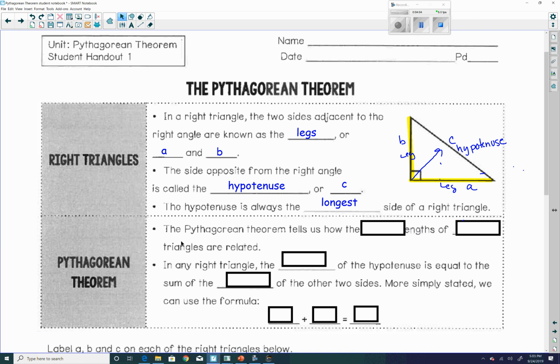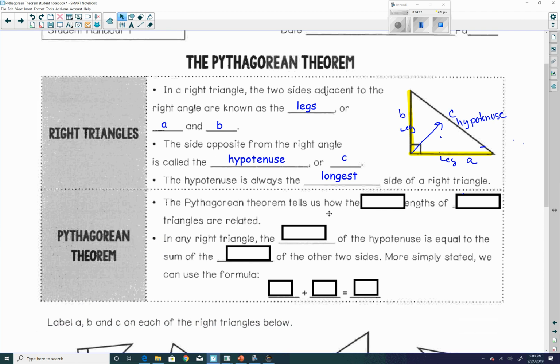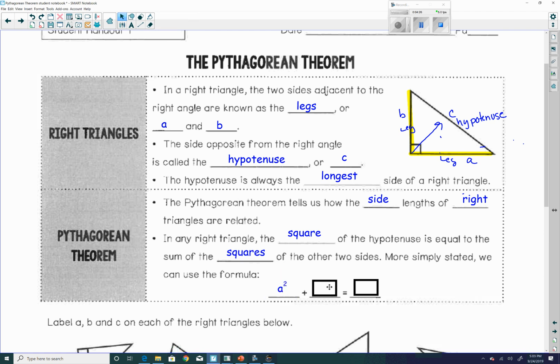Okay? So the Pythagorean theorem tells us how the side lengths of a right triangle are related. It says in any right triangle, the square of the hypotenuse is equal to the sum of the squares of the other two sides. More simply stated, we're going to use the formula a squared plus b squared equals c squared, and I'm going to explain what that means. Now it makes sense why we did that square root table, doesn't it?